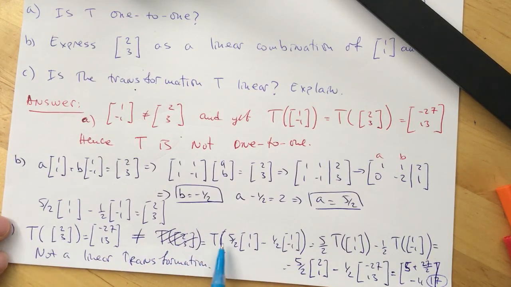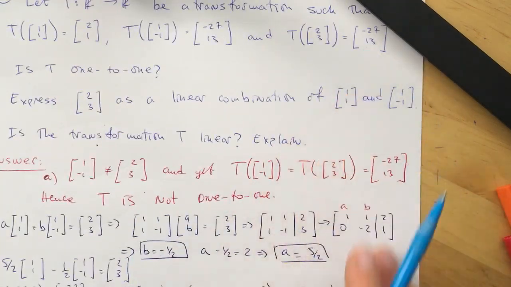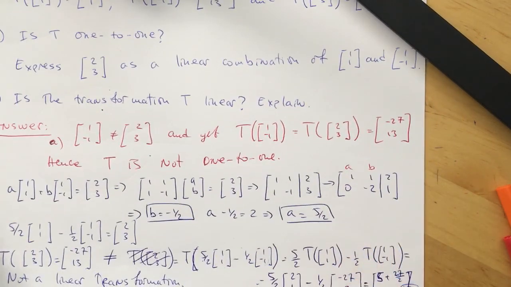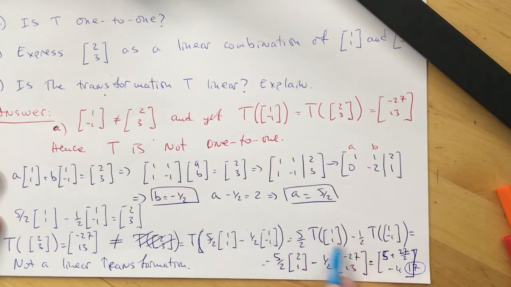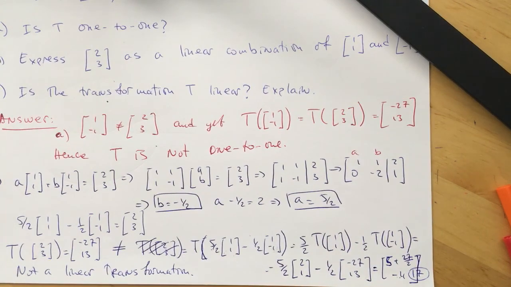Why? Because for T of c1 times u plus c2 times v, when you add these two vectors together, you'll get the vector 2, 3, which by condition was negative 27, 13. But in order for this to be a linear transformation, this has to be equal to this condition right here. And obviously when we solve that, it is not. So that is not a linear transformation.